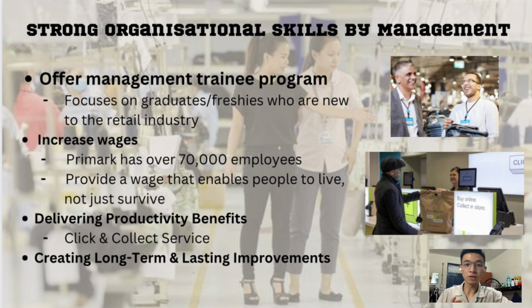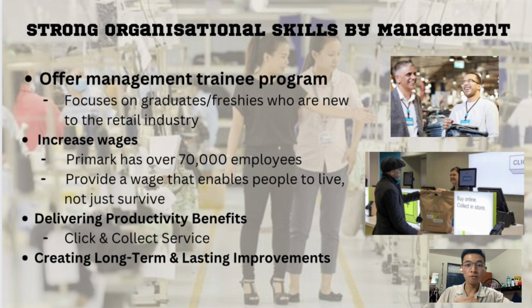Their goals also include increasing wages, delivering productivity benefits, and creating long-term and lasting improvement. Primark has over 70,000 employees, and it should provide a wage that enables people to live, not just survive. And for delivering productivity benefits, as I mentioned earlier, they enable the click and collect service so that it will create convenience for their consumers.